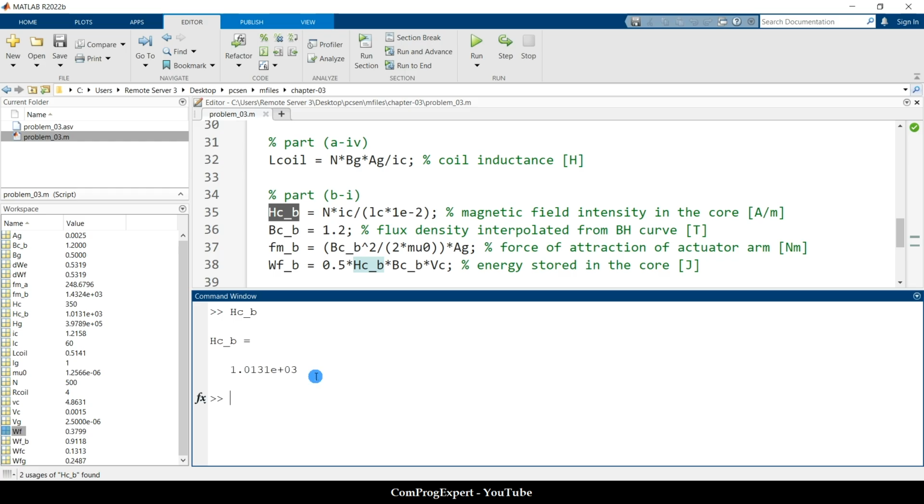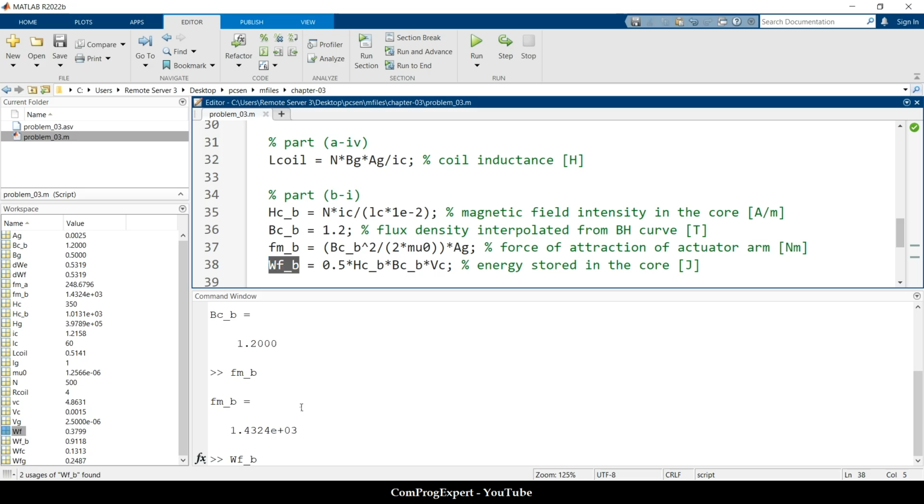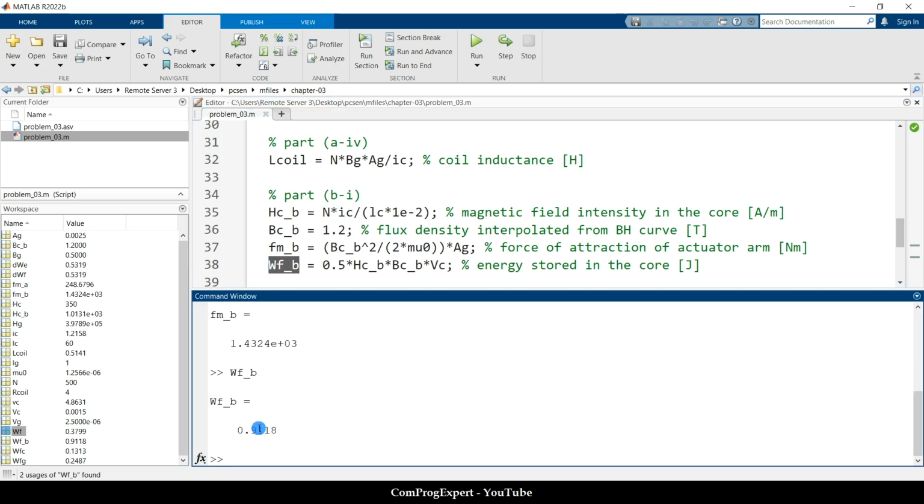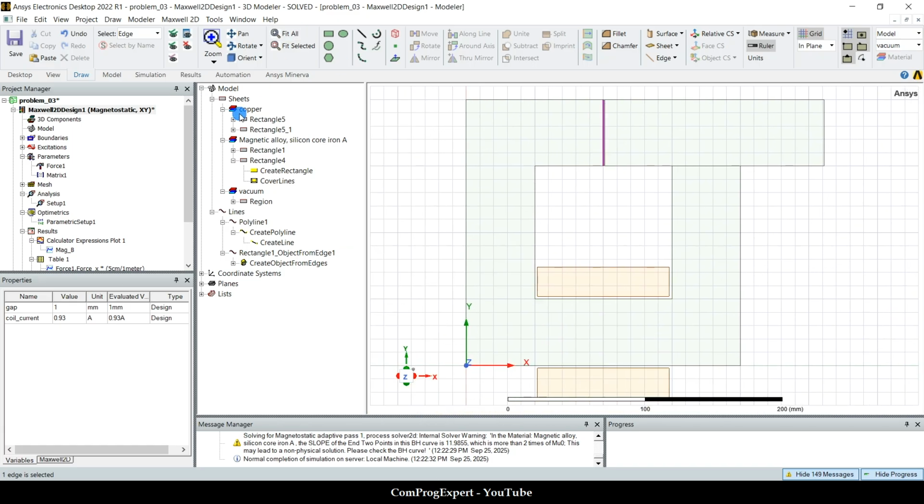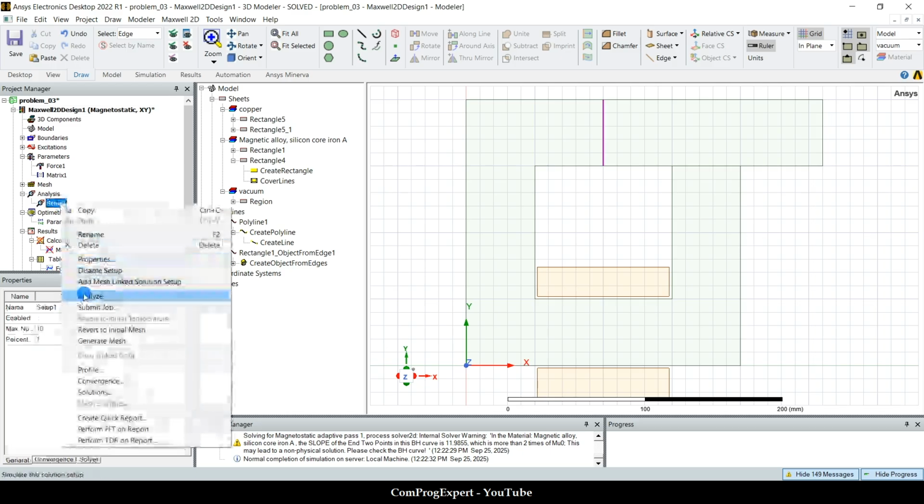This is H, this is B, and this is the force. This is the stored energy, 0.91. This number, 0.9 joule. So for this problem, let's do the same. If we set the value of the air gap equal to 0, let's repeat the analysis.